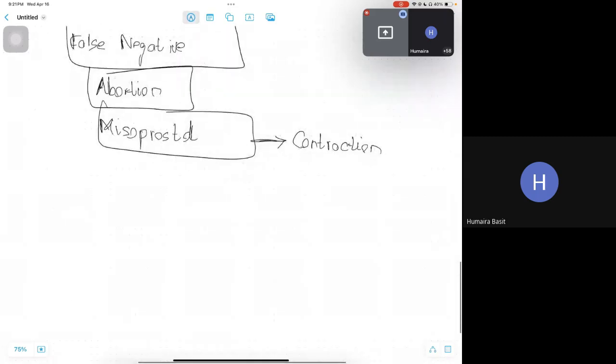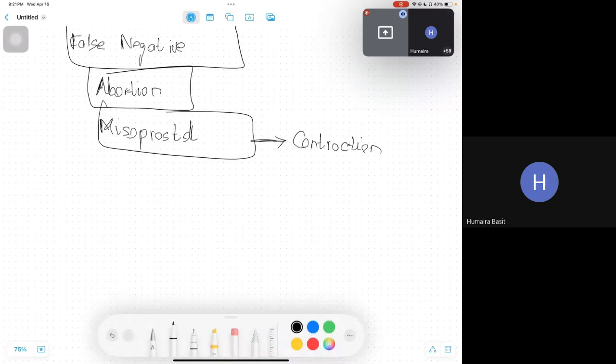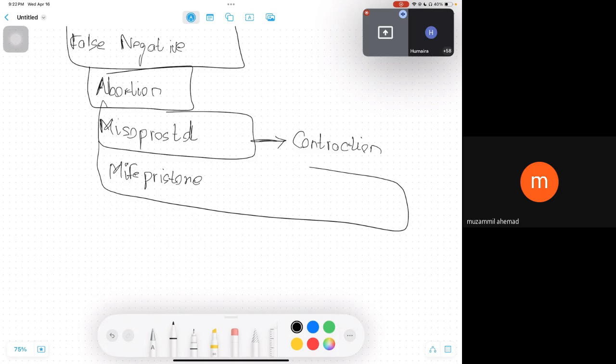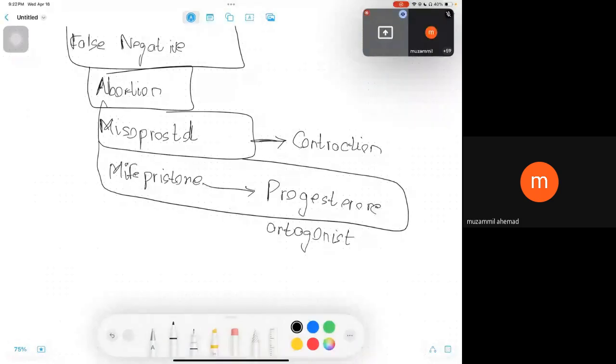Second, the most important drug that we can give for abortion is mifepristone. What is mifepristone? It's basically a progesterone antagonist. Yes, exactly. So we give mifepristone, and that leads to increased uterine contractions, and then that will lead to the loss of pregnancy. So another important thing is, where is the corpus luteum situated?